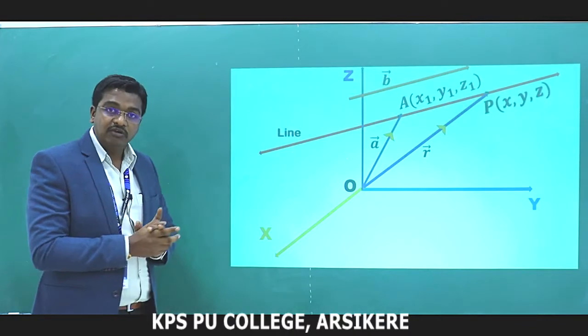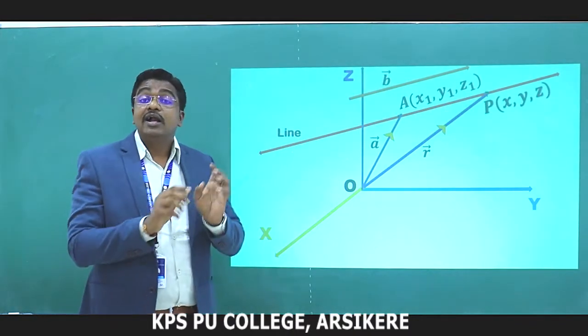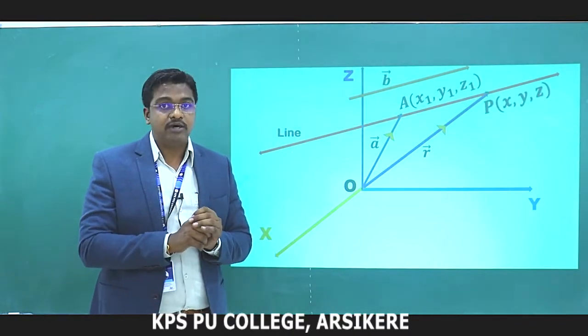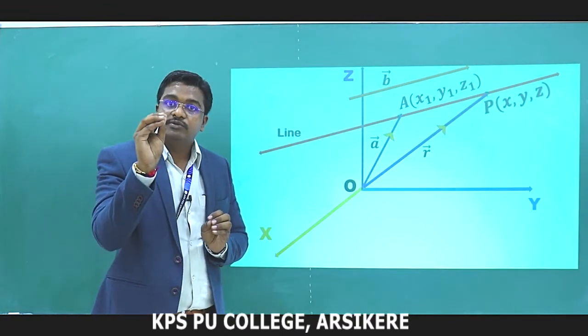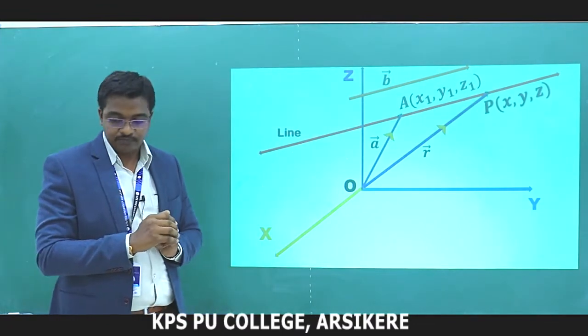So now we will derive the equation. The derivation is very important. The diagram and expression carry 1 mark. This derivation is important for the 5 marks question.